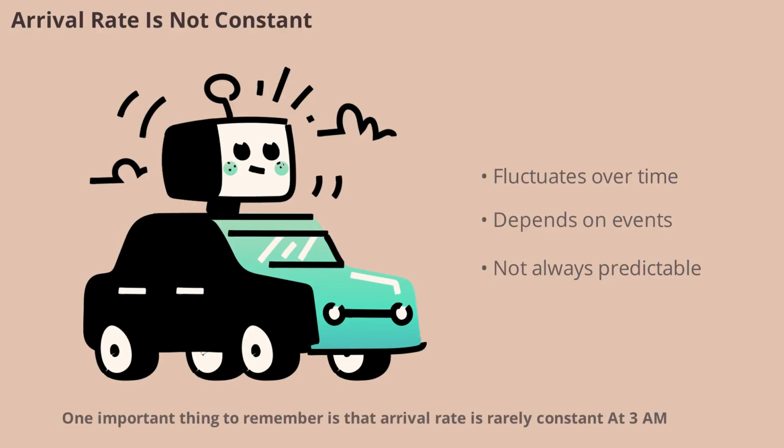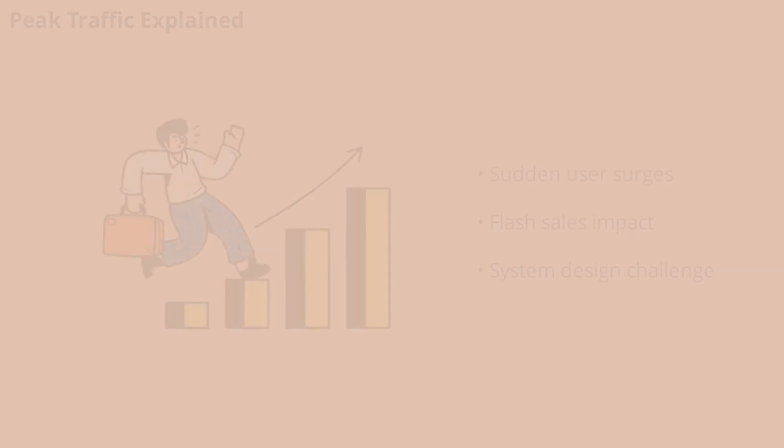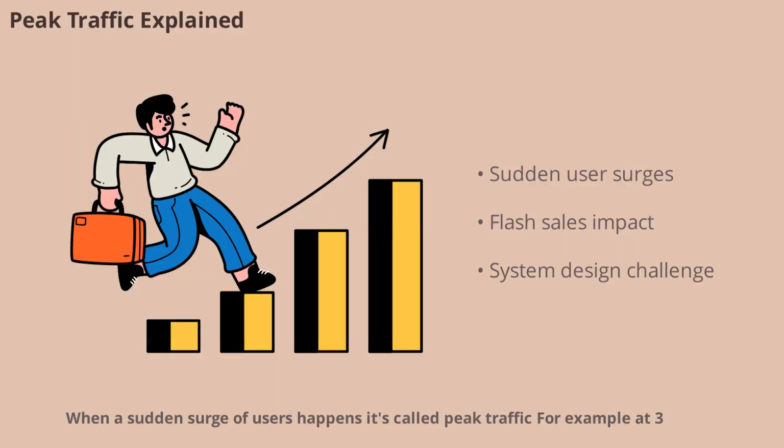At 3 a.m., an e-commerce website might only get a handful of requests per second, but during a big sale or product launch, thousands of users may visit at once. This means the arrival rate can change dramatically depending on the time of day or special events. When a sudden surge of users happens, it's called peak traffic.